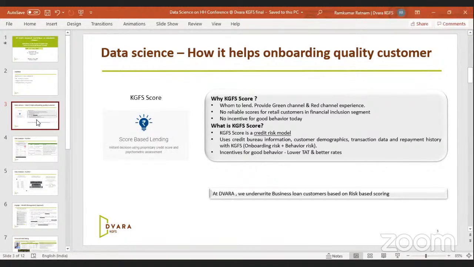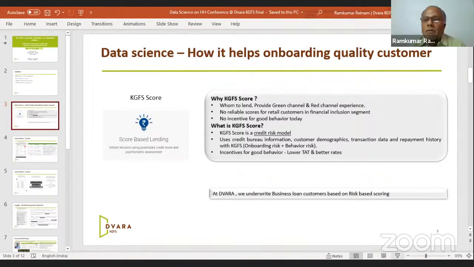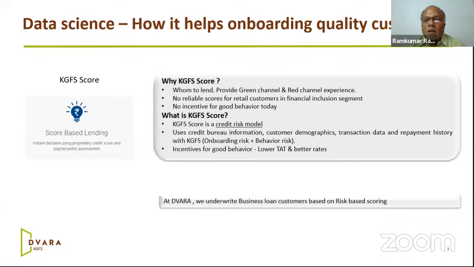Mr. Ratnam, sorry to interrupt. Could you please open your slide sharing? Yeah, sorry. Yeah, it's visible now? Yes, thank you.